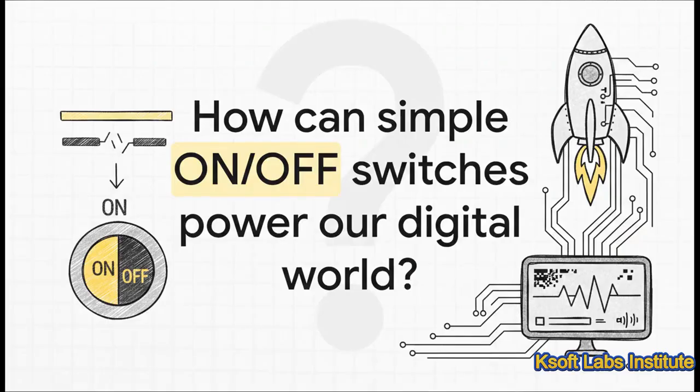So let's just start with this big question. At their absolute core, computers only get two things: on, which we call a 1, and off, which we call a 0. That's literally it. So how on earth do you get from a simple on and off to something complex enough to stream a movie or even fly a spaceship?